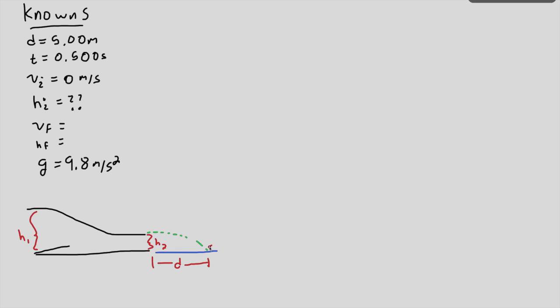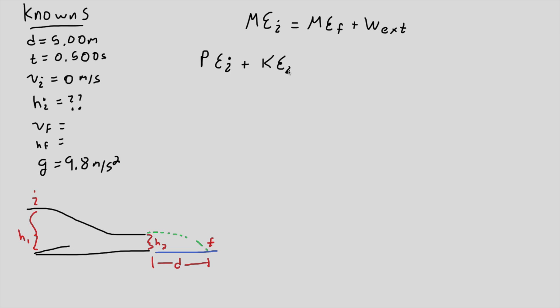So a key piece we need to identify: the final position we're interested in is not the end of the slide, it's when the person impacts the water, and the initial point is right here where they started. So using mechanical energy, which is the mechanical energy of the initial state is equal to the mechanical energy of the final state plus any external work that's going on, we can try to solve this problem. So mechanical energy is always equal to potential energy plus kinetic energy. So we'll just write these in.